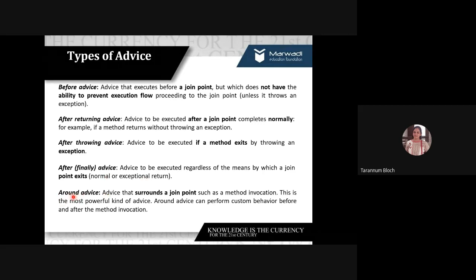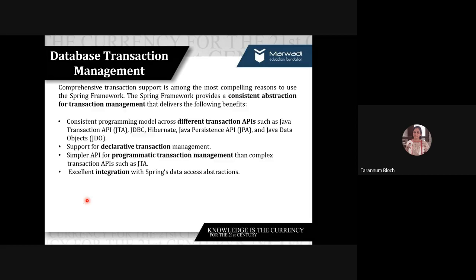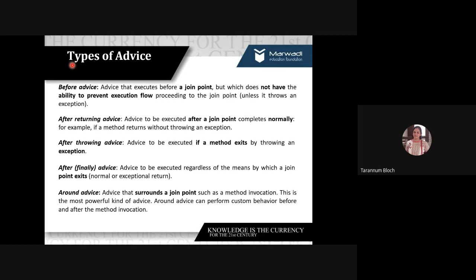Around advice is the code which surrounds the join point, such as a method invocation. When you want to do something when you are calling a method, you can call it an around advice. This is done when you want custom behavior before and after a method invocation. So this is about the types of advices.